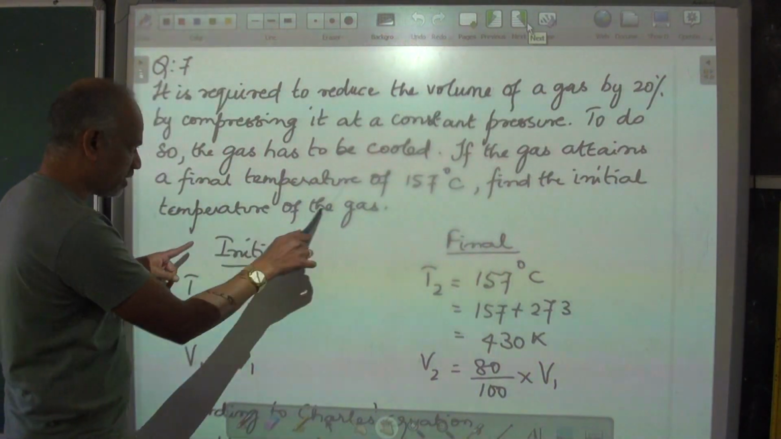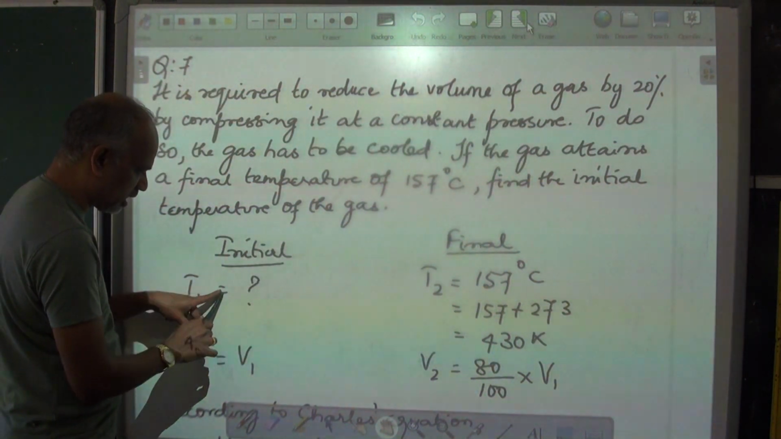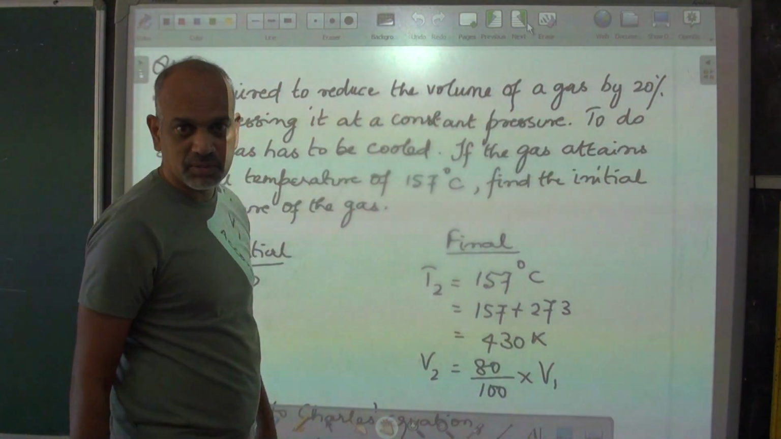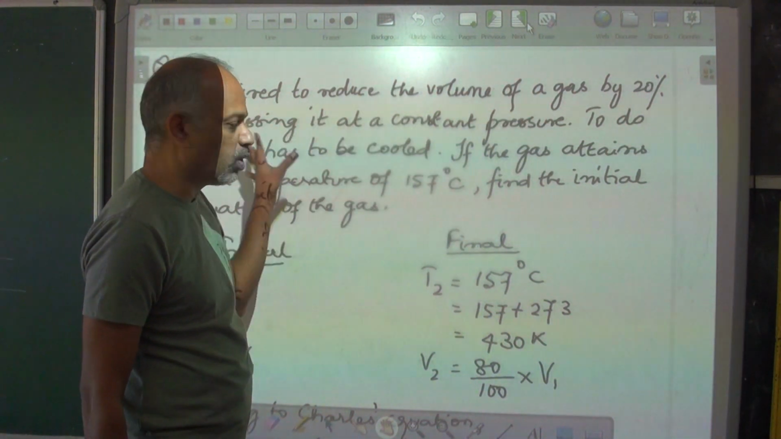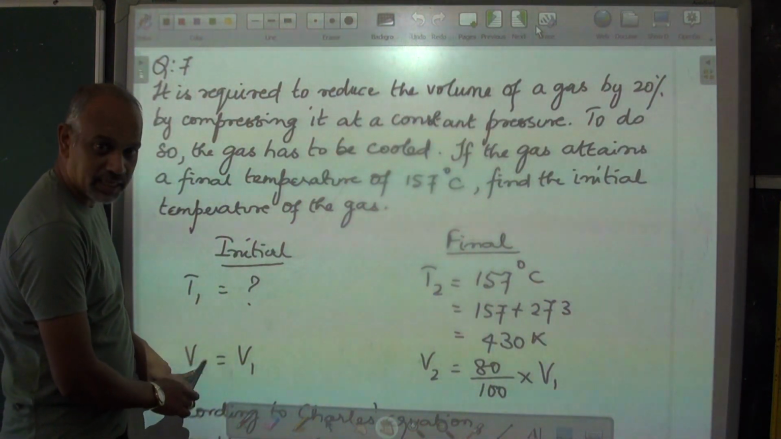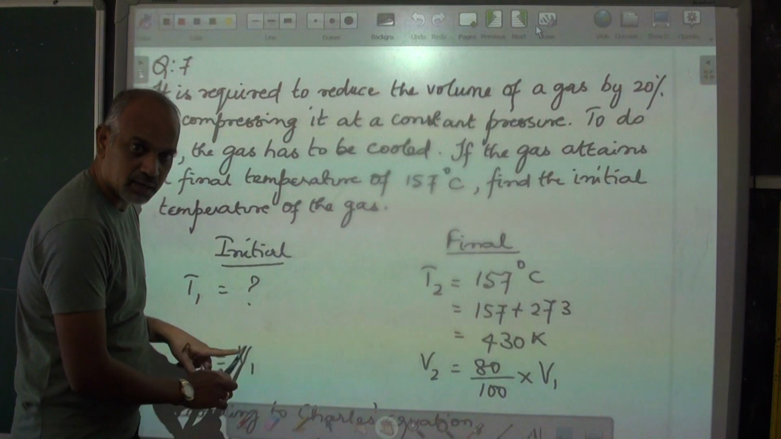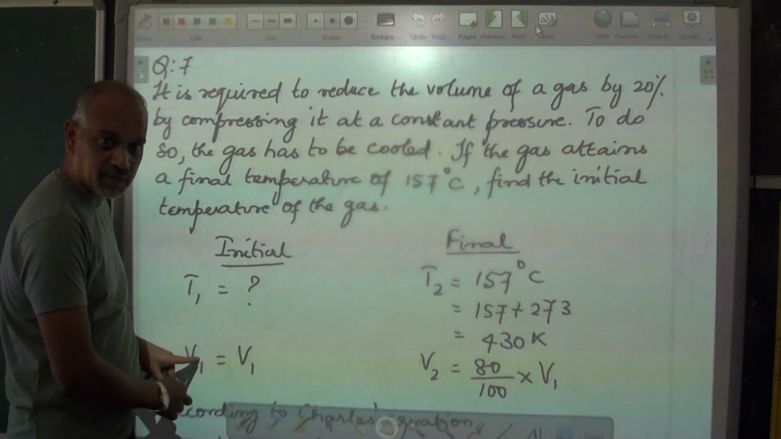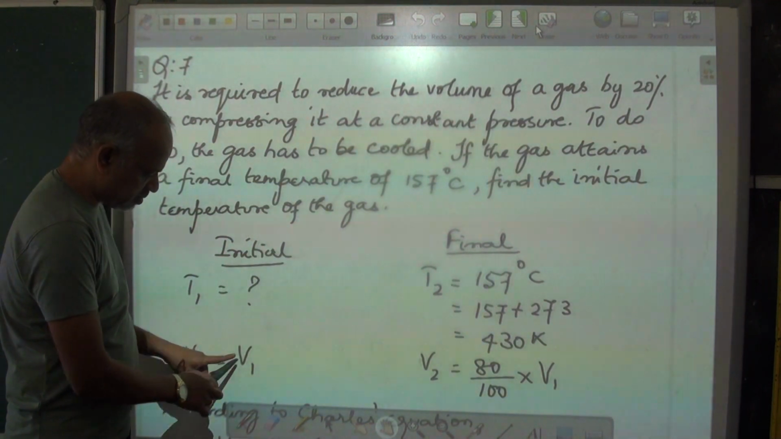Find the initial temperature of the gas. Initial temperature T1 is a question mark, you don't know. You don't know the initial volume also. Nowhere is any volume mentioned. So what we will do is consider the initial volume as V1 itself. No need to put any other variable, you can use the same variable. Initial volume is V1.